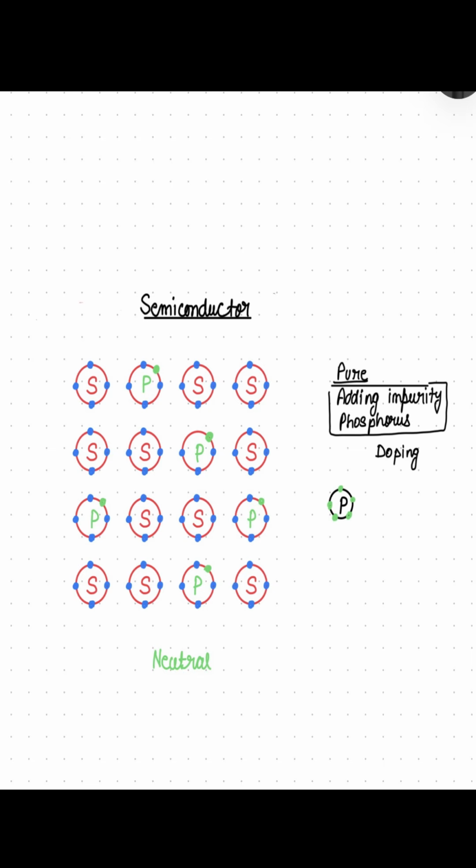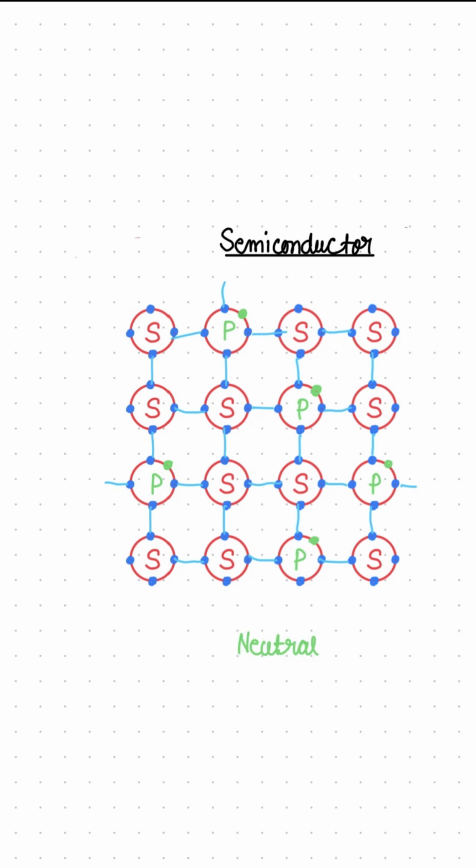Phosphorus, which has 5 electrons in its outermost shell, we see 4 electrons of phosphorus make bonds with 4 other silicon atoms, leaving an extra electron. This type of doped silicon is called an N-type semiconductor and it's neutral in charge.